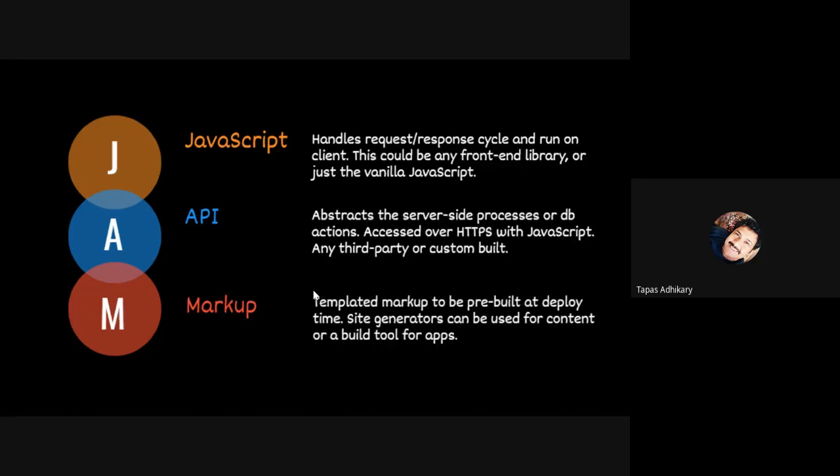And last but not the least is the markup, which is the face of the application, or the face of this particular architecture, which is a templated markup. Note this term templated, we'll revisit it later. Templated markup to be pre-built at deploy time. If we are talking about websites, there are plenty of site generators that can be used for building this pre-built markup. We'll see those in detail. If it is an app which is a little more than a site, there are build tools which can do it. We'll go ahead and see that as well. So this clarifies the definition, I believe, for JAMstack.